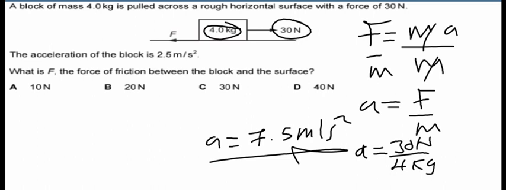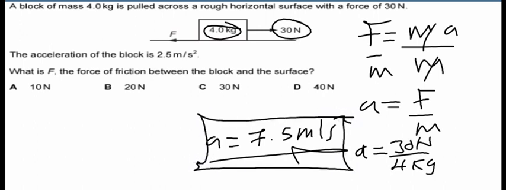Now, this acceleration that we have found here is just showing us that when we ignore F, which is the friction force, this block is going to accelerate with the acceleration of 7.5 meters per second squared. Right? I'm saying if we ignore F, which is the frictional force, this object is going to accelerate with the acceleration of 7.5 meters per second squared. Right?